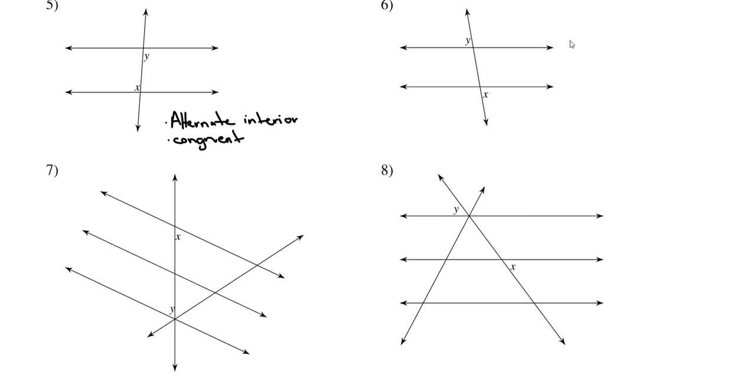On these, they're opposite sides of the transversal, so we're going to say alternate. And they are outside of the parallel lines, so alternate exterior. Oh, alternate exterior. So they are congruent.